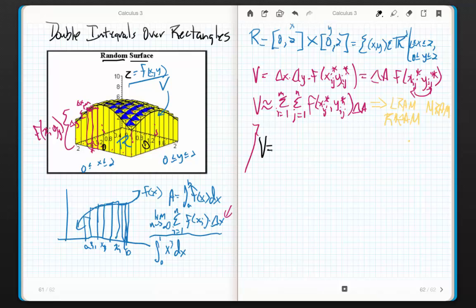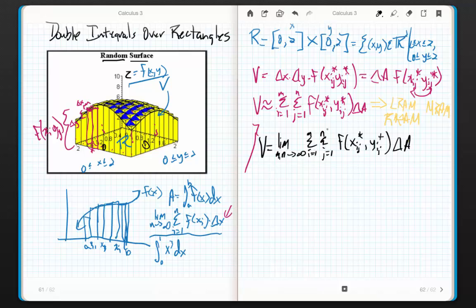The actual volume is going to be the limit as both m and n, now this is not an ordered pair, otherwise I would put parentheses around it, as they both go to infinity of this sum, as i goes from 1 to m, and j goes from 1 to n of f of x sub ij star, y sub ij star, and then delta A. Delta A is just the area.